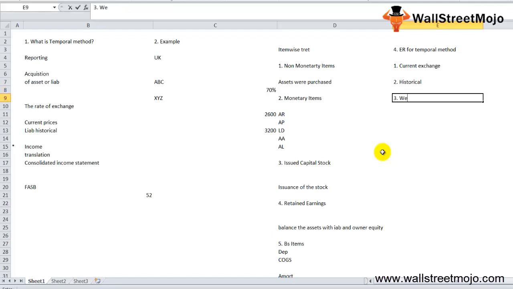The third one is the weighted average exchange rate, and in this scenario it is the rate that captures the changes of the rate of exchange over the long accounting period. Got it? So based on all of this, let me make my final conclusion on this method.